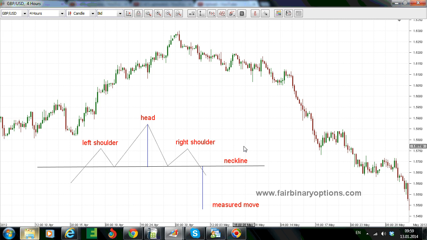We covered the principles of the head and shoulders pattern in the previous recording, and now this is the second part. In this part, I would like to apply this principle to the example above.